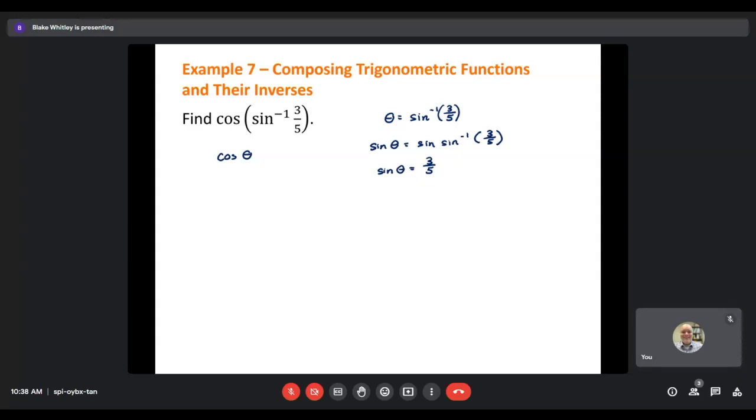Now, keep in mind, if we get a ratio for sine, we know that that gives us the opposite and the hypotenuse of a right triangle. So I'm going to draw my right triangle. I'm going to label my theta. It really doesn't matter where you put theta in this case, so I'm just going to put it down in the lower right. And again, sine should give us opposite over hypotenuse. So my opposite side should be 3. My hypotenuse should be 5.